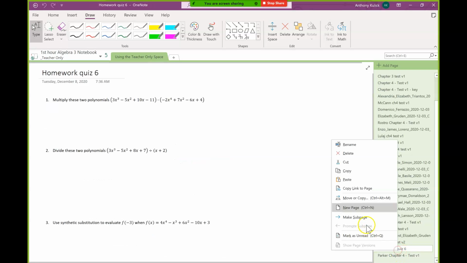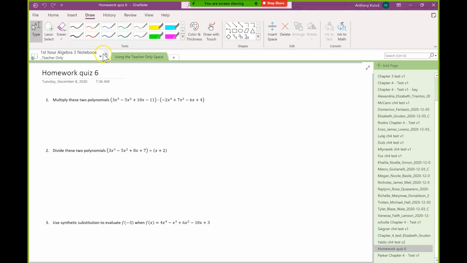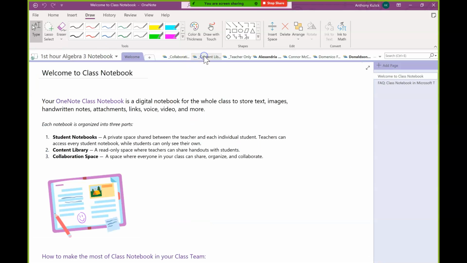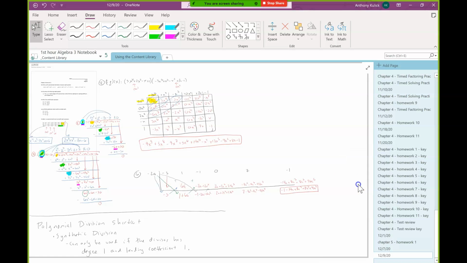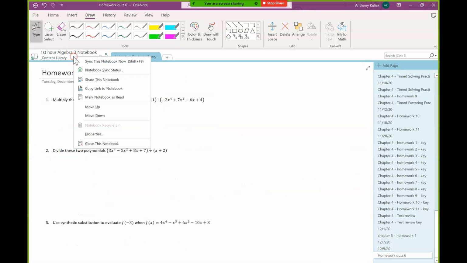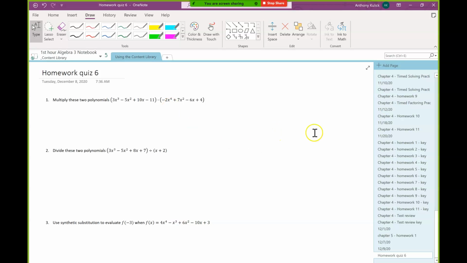Today we're going to do our last homework quiz for the semester. So I'm pasting that homework quiz right now into the content library and syncing my notebook. That should be viewable for you in just a few minutes. When I dismiss you, it would be fantastic if you would go and start on that homework quiz and try to have that submitted by the end of the class period at 9:05.